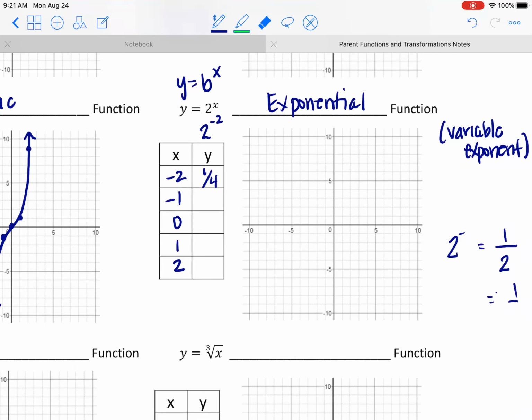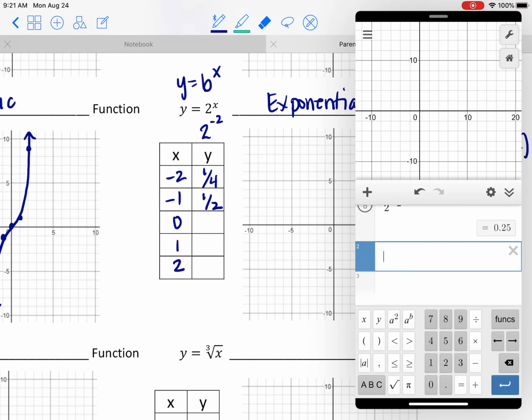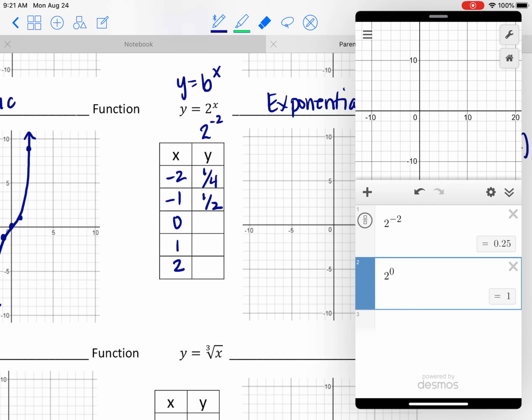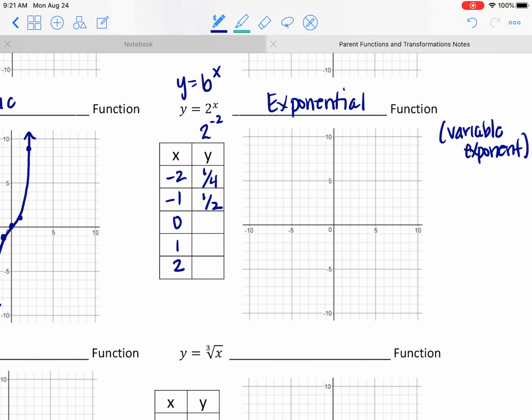2 to the negative first means we have 1 over 2 to the positive first, which means we're looking at a 1/2. How about anything to the power of 0? Do you remember the rule? Again, you could use your calculator if you forgot, but anything to the power of 0, like 2 to the power of 0, is going to be 1. Anything raised to the power of 0 is 1.